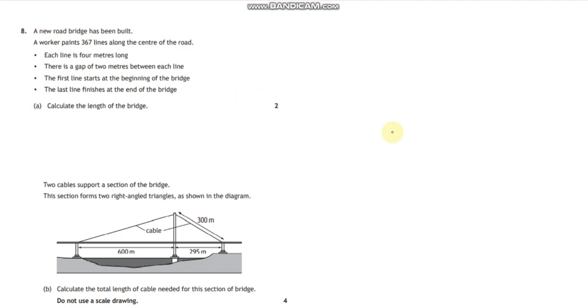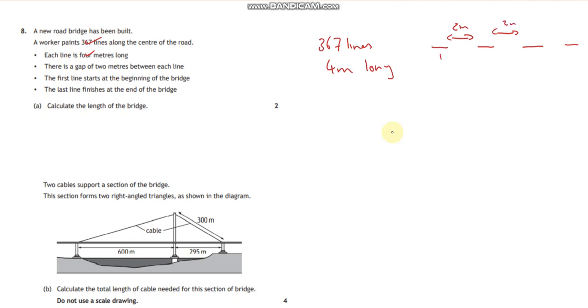So again, let's think of what we've got. 367 lines. Okay. 4 metres long. So I've used that. There's a gap of 2 metres between each line. Okay, so I've got that many lines. Okay. So between here, I've got a 2 metre gap.